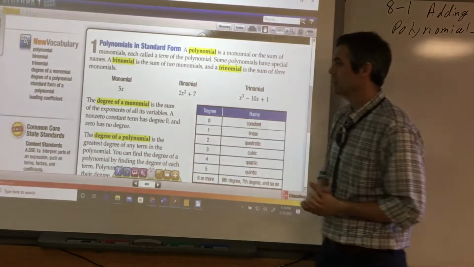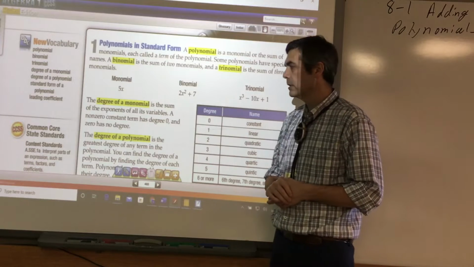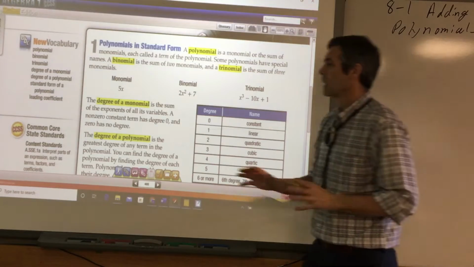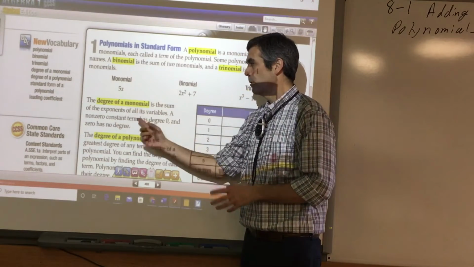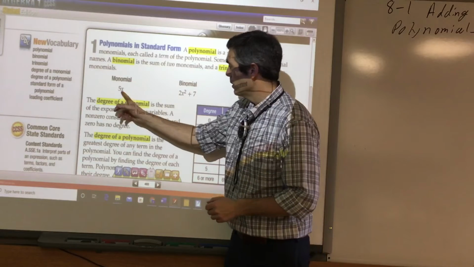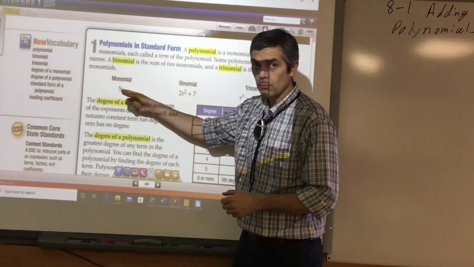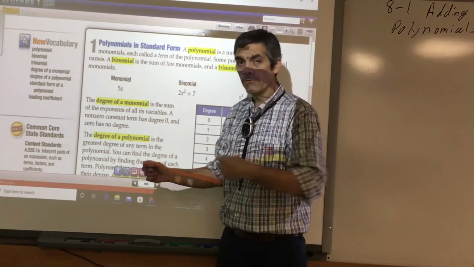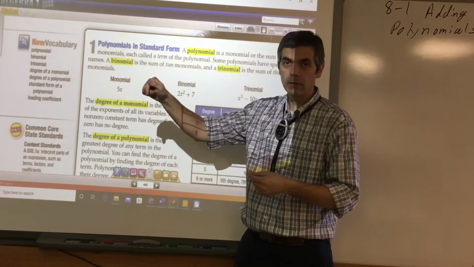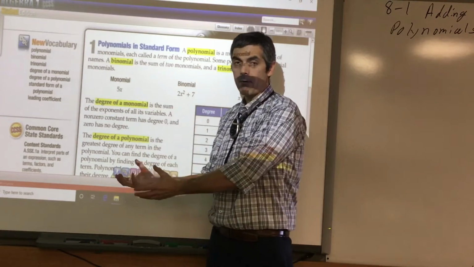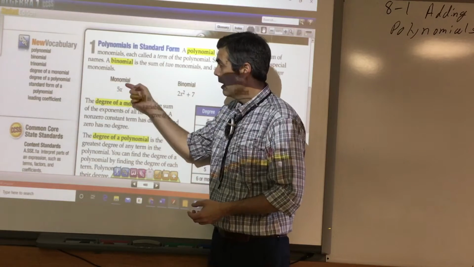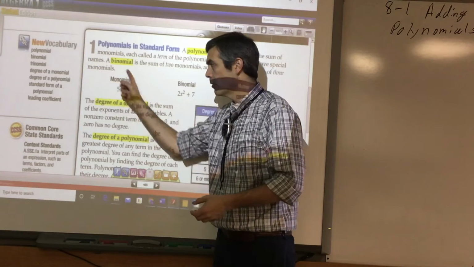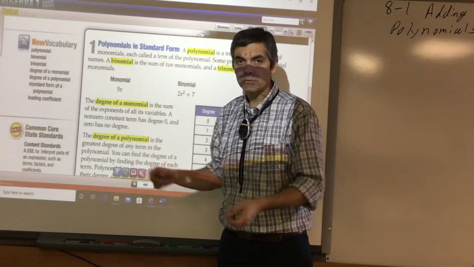The degree of a monomial is the sum of the exponents of all its variables. A non-zero constant term has a degree of 0, and 0 has no degree. What this is saying is, we have a monomial here, and you look at the variable, and all the variables inside there, and you count up their exponents, and that's the degree of that monomial. Here we have one variable, and we have a 1 up here. If it's not there, it's an imaginary 1. So the degree of this monomial is 1.